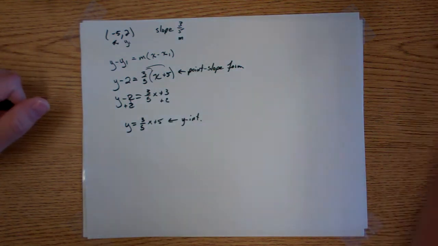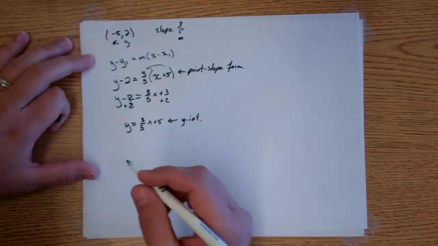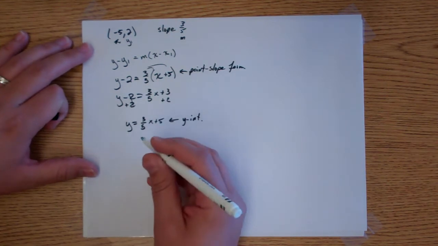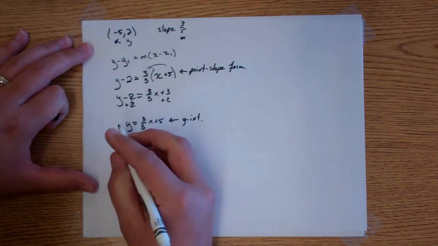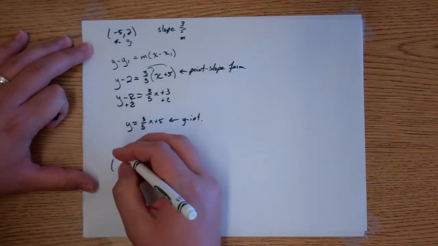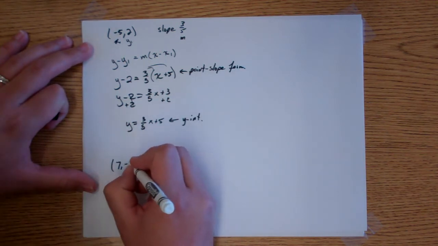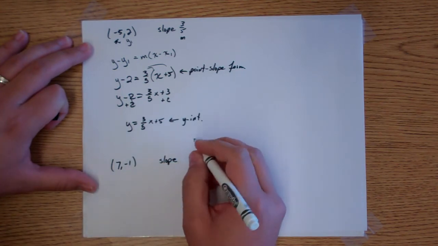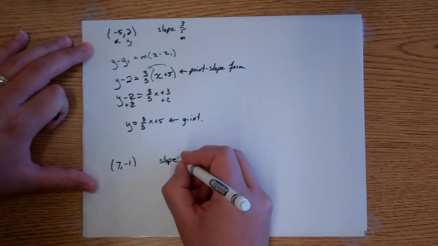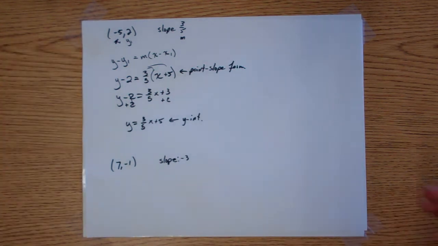So I'm going to give you one to try now. I'll put it on the same page so you have an example. Write the equation, and I want it all the way down to y-intercept form of a line going through point 7, negative 1 with a slope of negative 3. So pause the video and write this in y-intercept form.